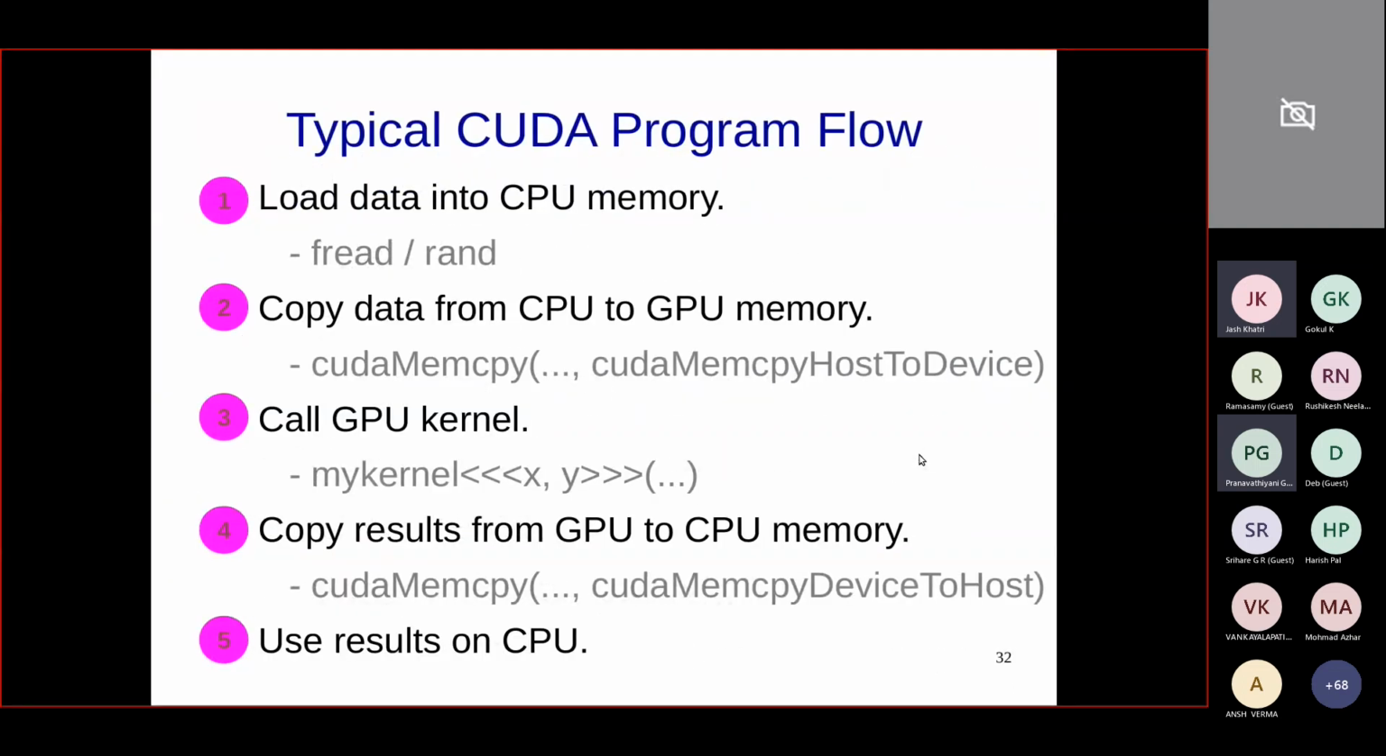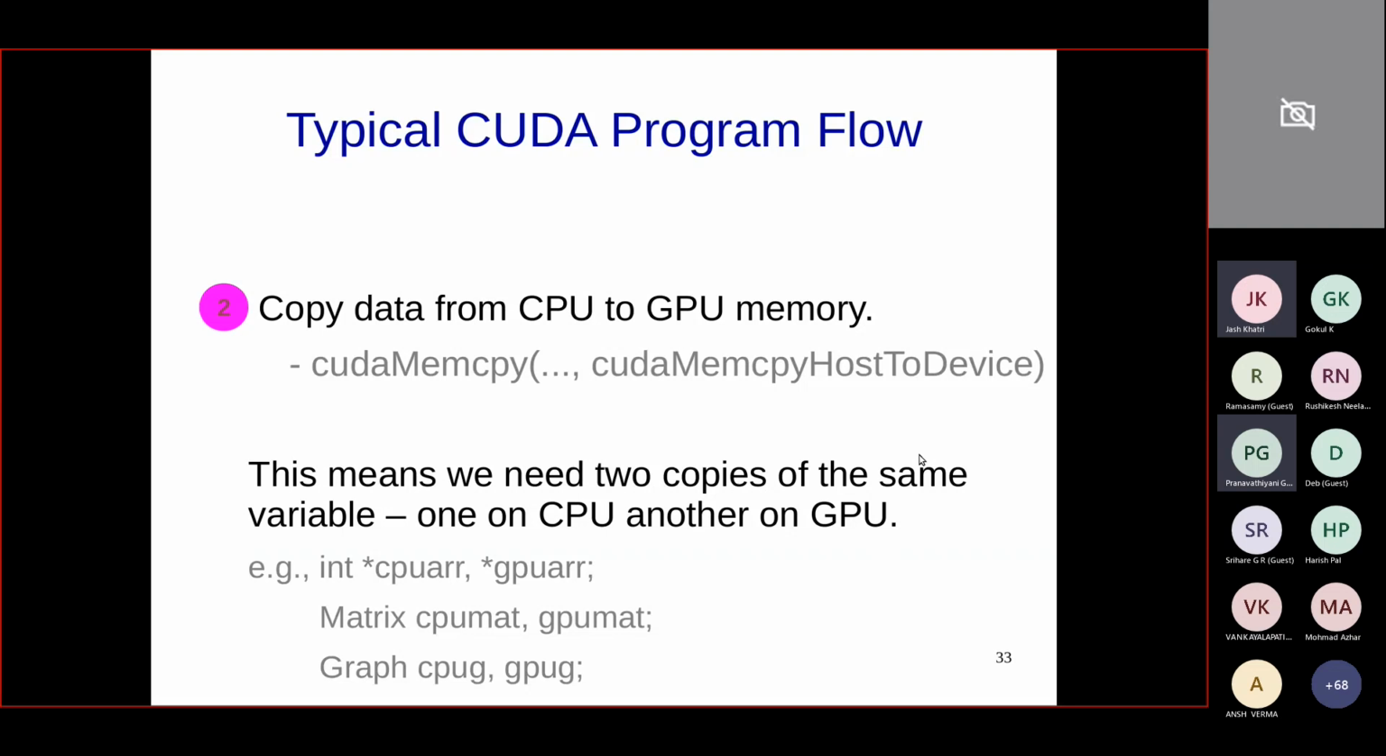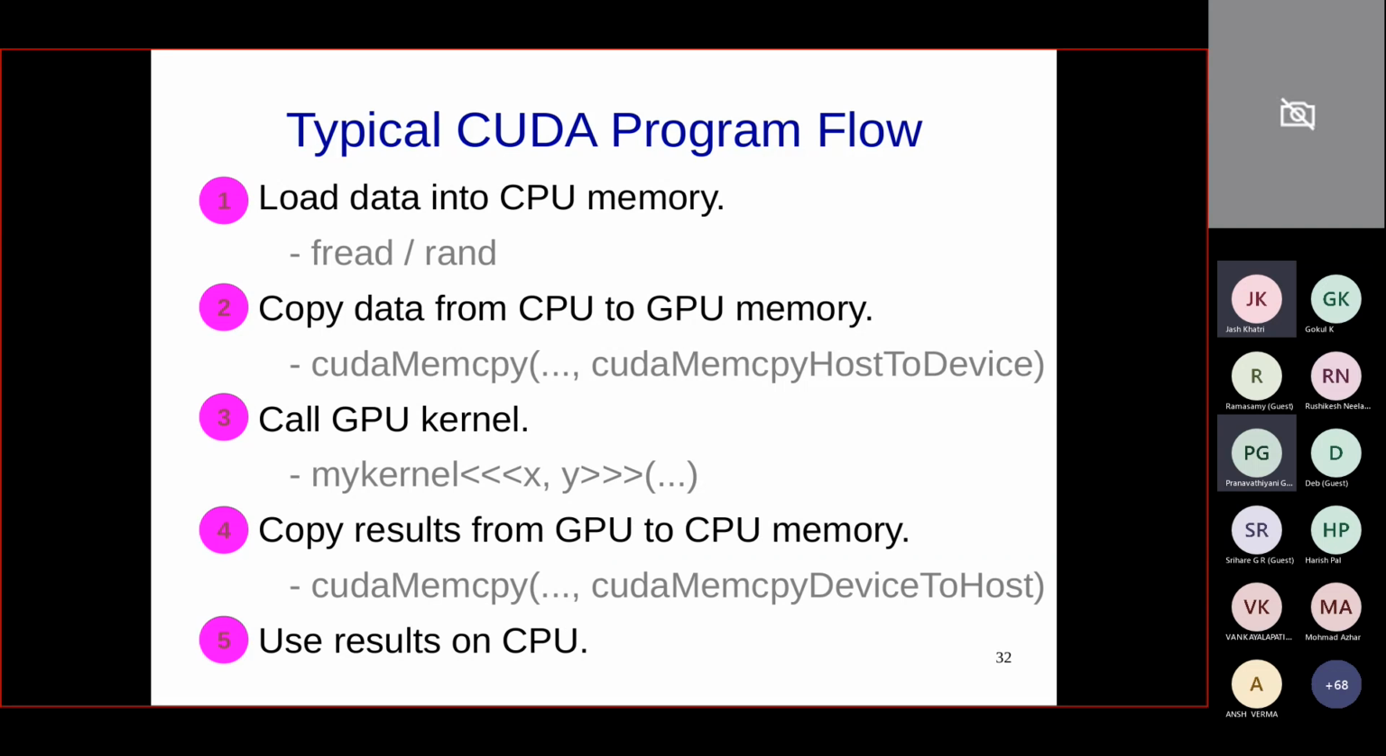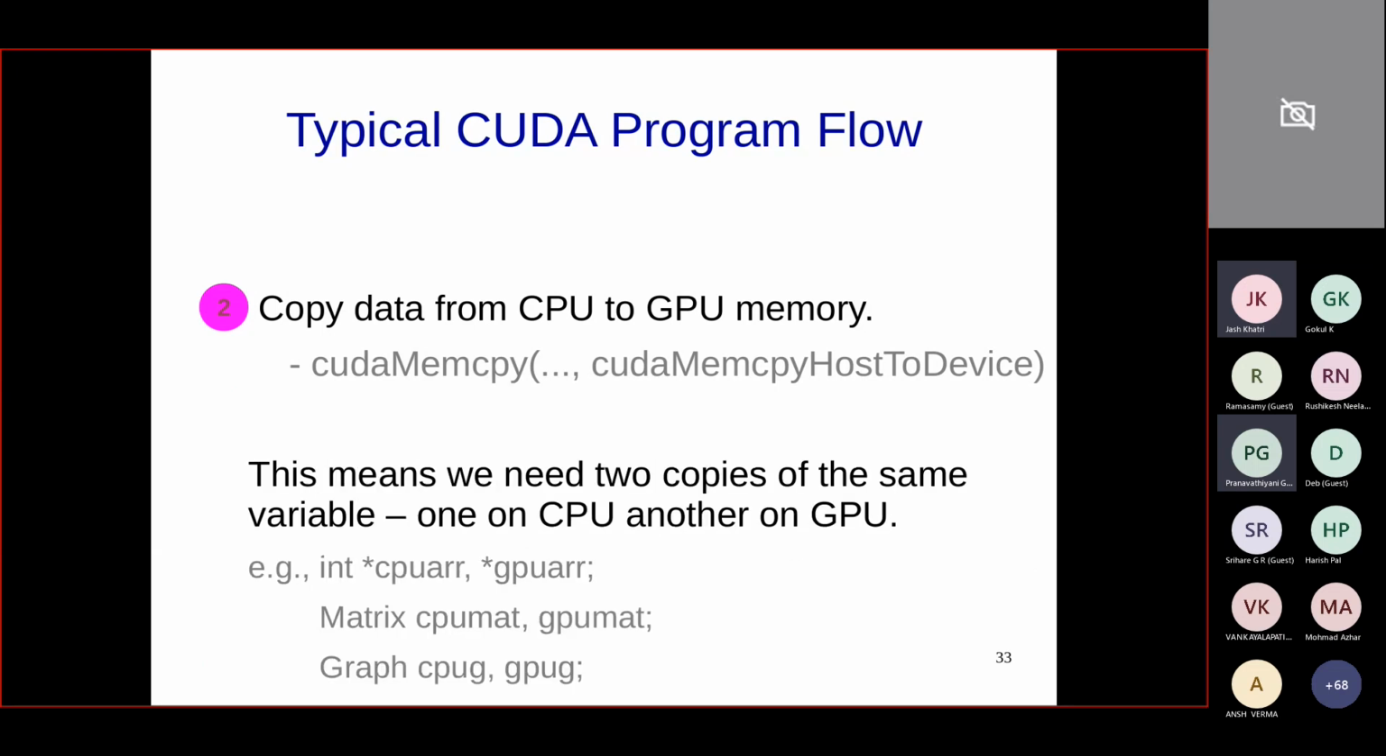Okay, so moving on with our slides. This was the typical CUDA program flow, and the functions specific to each step in that flow. An important thing to note is step number 2, which says that we need to transfer data from CPU to GPU, and GPU to CPU in step number 4 also, which means that we need to maintain two separate copies for each variable, at least the variables that we want to manipulate on the GPU.